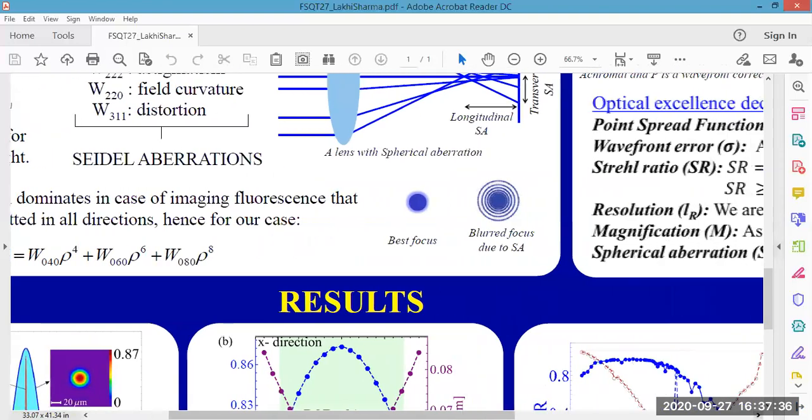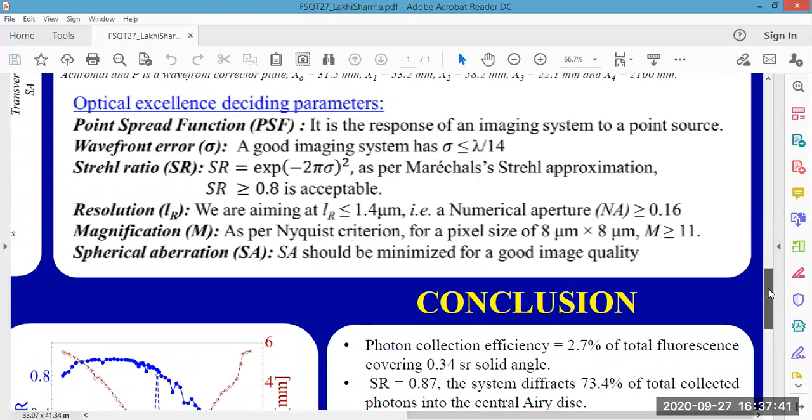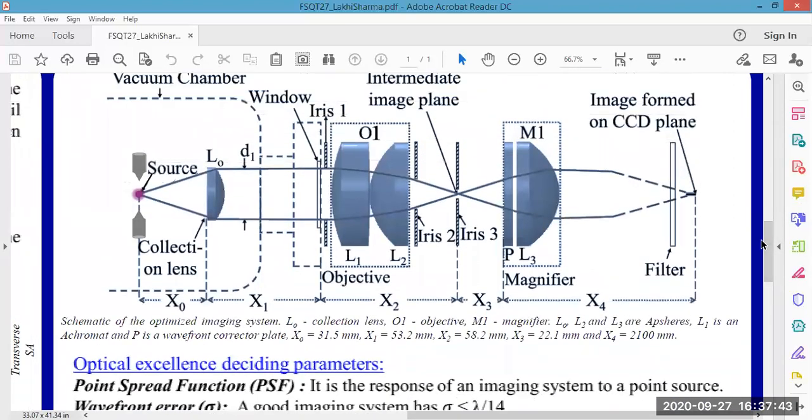Now the idea to minimize aberration is to design the optics in such a way that the deteriorated wavefront created by one surface of the lens gets corrected by another surface. Keeping that in mind, this is the final design of our imaging system. Here is the collection lens, an aspheric lens, which has a collection efficiency of 2.7% of the total fluorescence. We have the objective, which is again an aspheric and achromatic lens. Here the intermediate image will be formed, which will be magnified by this magnifier consisting of an aberration corrector plate and a magnifier.